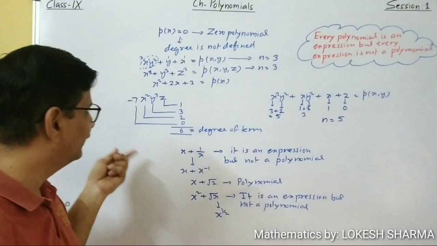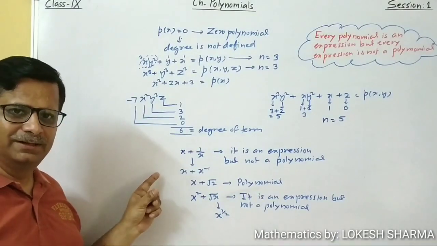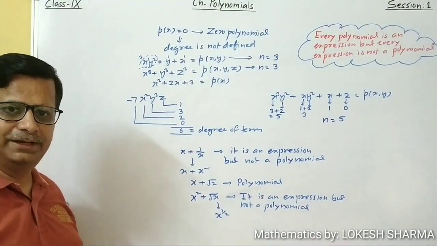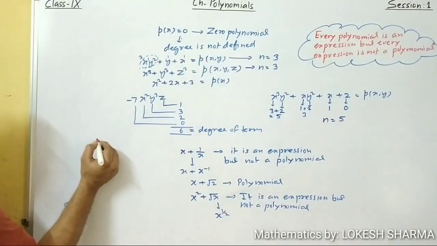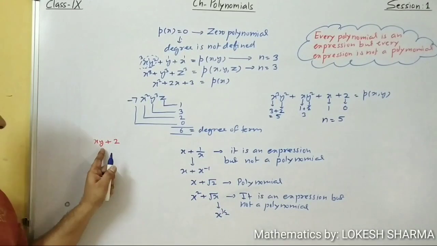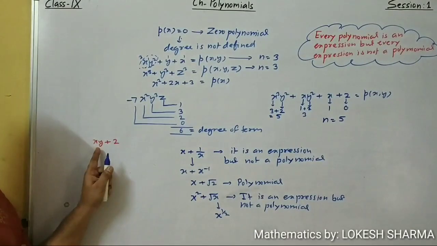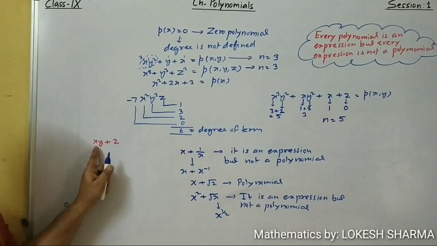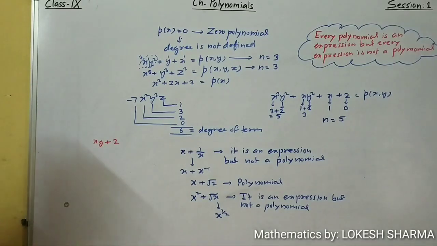If there is more than one variable in an expression, then it is not a polynomial in one variable. Okay, if we write like that, or someone says, is it a polynomial in one variable? Your answer will be no, because it has two variables, x and y. Okay.